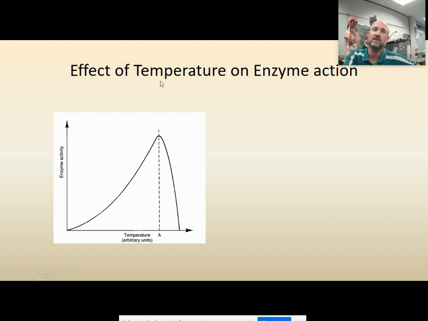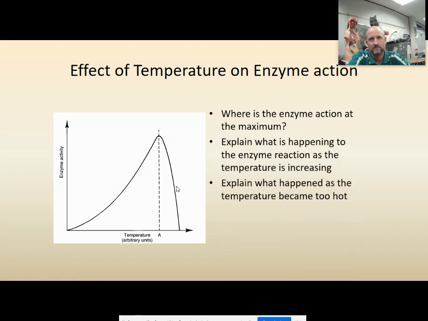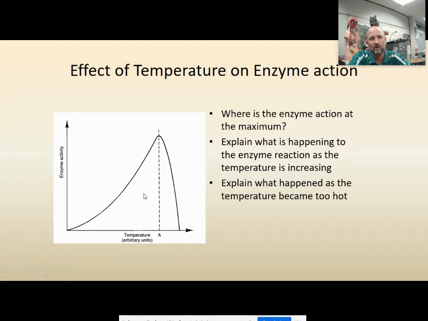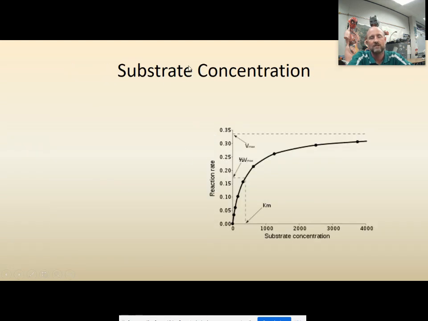I have you write down what we talked about with the effect of temperature on enzyme reaction. And remember, from here, the molecules are bouncing around faster. They're more likely to run into each other. So our enzyme activity increases, and then we hit the denaturation point and it drops off exponentially. We went through that already. Substrate concentration.